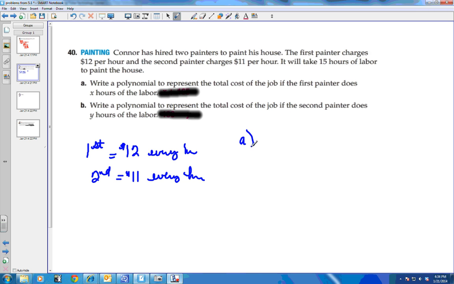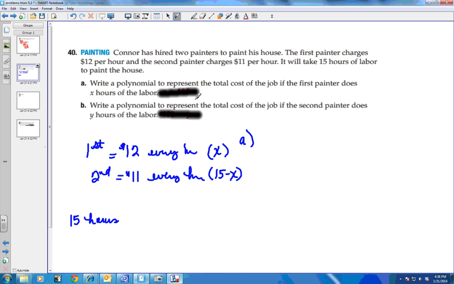So part A says, write a polynomial to represent the total cost of the job if the first painter does X hours of labor. So he's going to do X amount of hours. And we know that we have a total of 15 hours. So if he does an X amount of hours, we know the second guy is going to do 15 minus X hours. And that makes sense. If he's going to do 5 hours, then that means the second guy is going to do 10. And we get that by subtracting what this guy does.